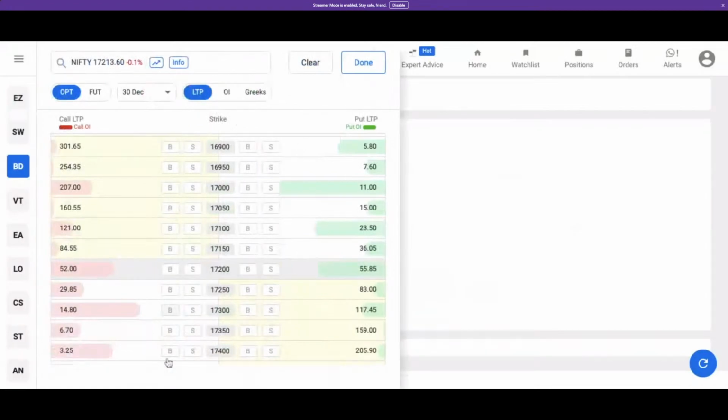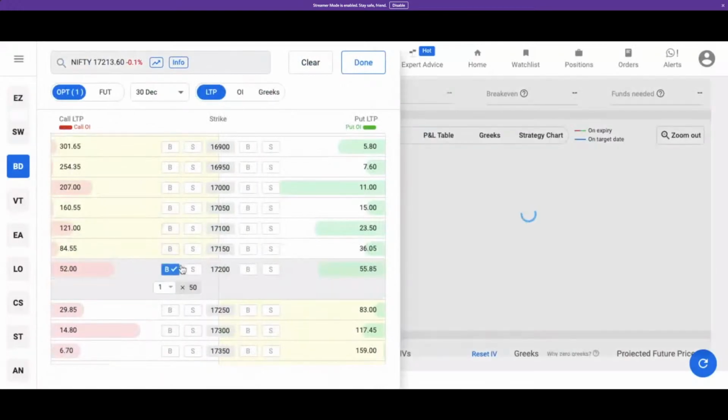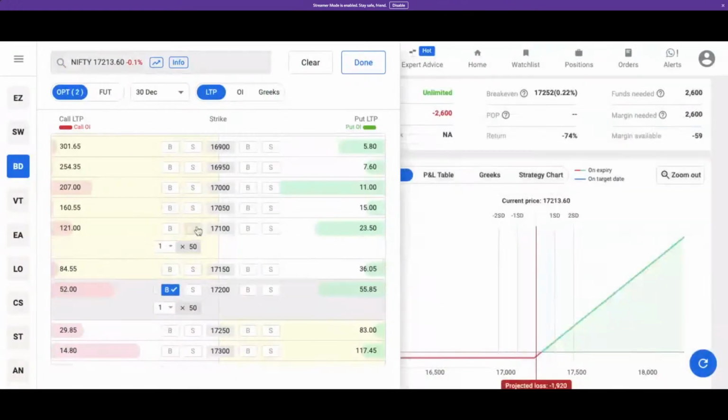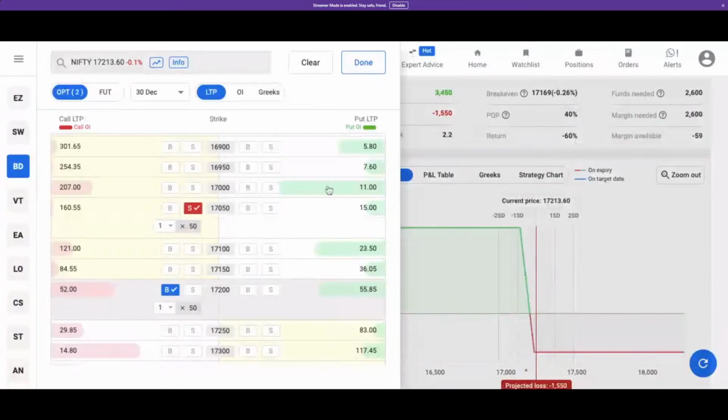We were buying something in this range, and then we were selling something here. Okay, what if we buy this? What if we buy at the money? And what if we sell in the money? Okay, we keep the difference at 150 points, so it will remain uniform.